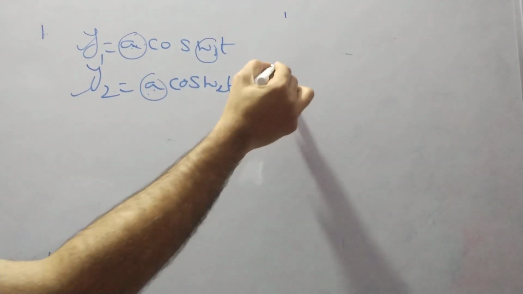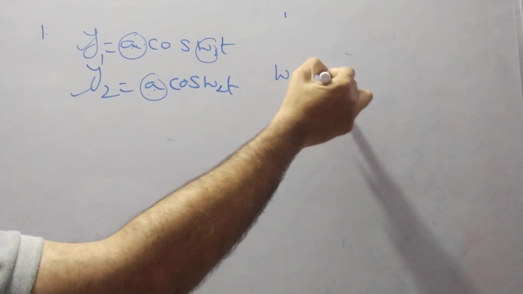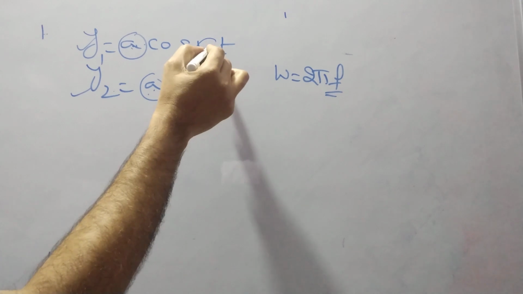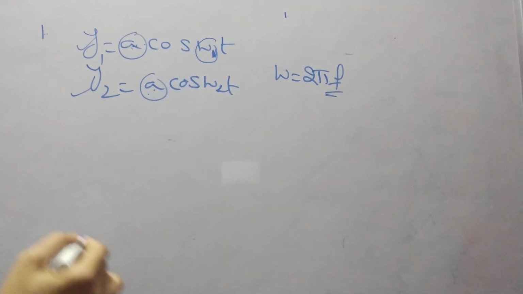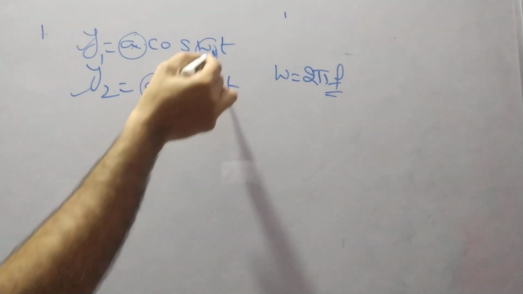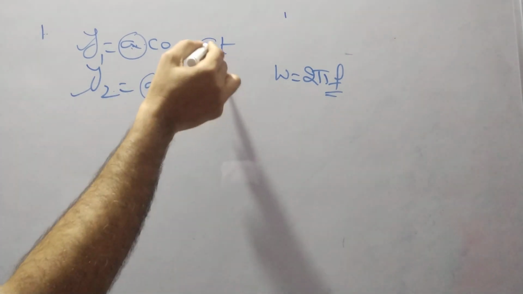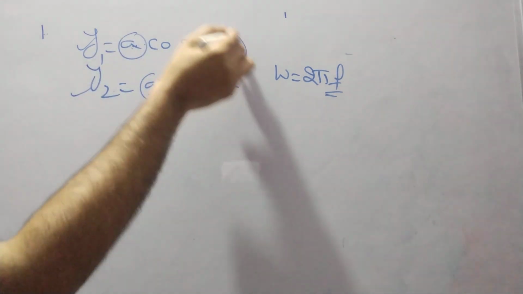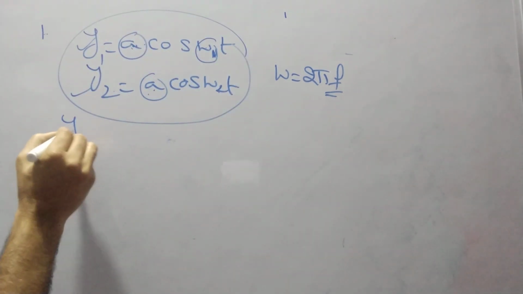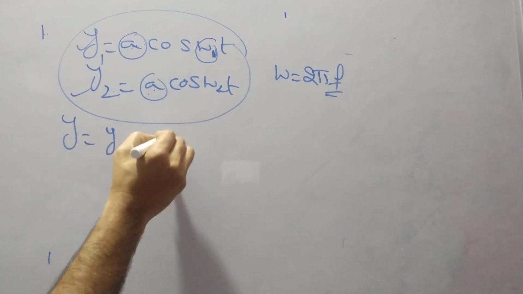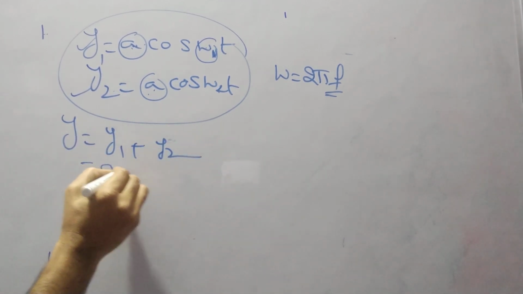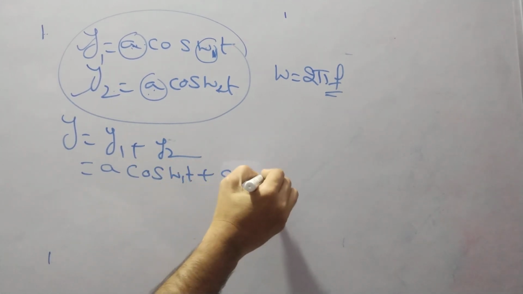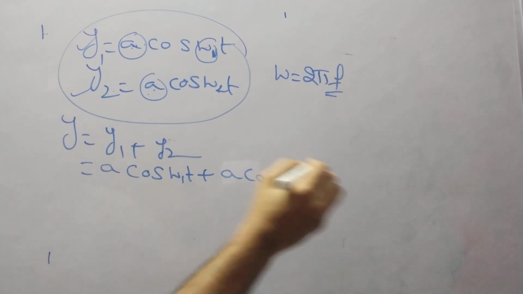And what is omega? Omega equals 2 pi f, which relates to frequency. The frequency should be nearly equal, not equal. That's why I took omega 1 and omega 2. If the condition were equal frequency, I would have taken omega and omega. But since it is nearly equal, I took omega 1 and omega 2. Both are traveling in the same direction. Now I am superimposing these two waves, that is y equal to y1 plus y2. If I add these two waves, this is a cos omega 1 t plus a cos omega 2 t.